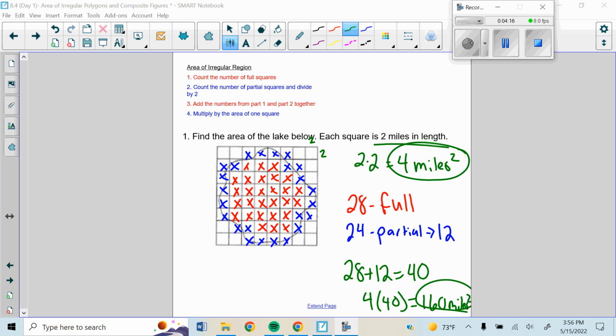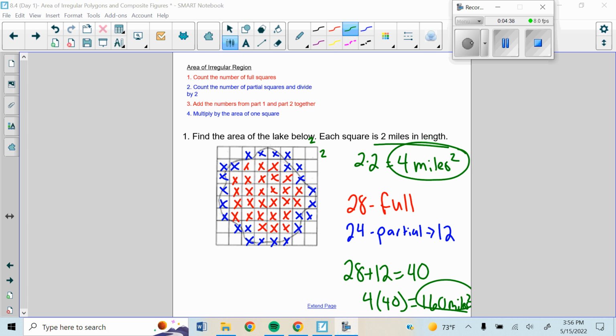All right, so I went through and I counted 28 full squares in red and 24 partial. Again, if yours is just ever so different than mine, that's fine because you and I might have just disagreed about it, and I'm not looking for an exact thing here. We're going to be off slightly. It's inevitable that there's going to be at least one problem where you and I have different answers.